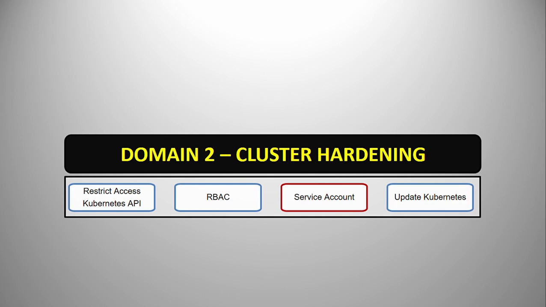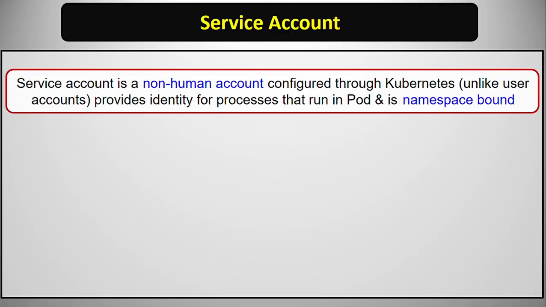In today's video, we will cover service account, which is a way to provide an identity for a process that runs in the pod. The service account is a non-human account configured through Kubernetes. Unlike user account, it provides identity for process that run in the pod and is namespace bound.